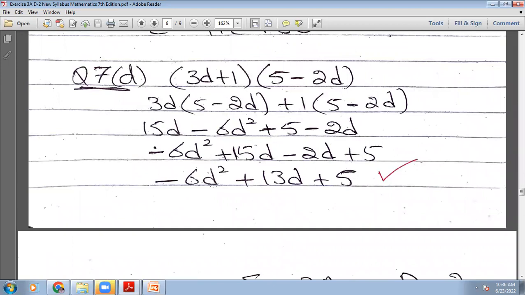It says (3d + 1) in one bracket and (5 − 2d) in the other bracket. Both the brackets are multiplying. So the first member of the first bracket will multiply with the second bracket, and then plus 1 will multiply with the second bracket. So 3d bracket (5 − 2d) plus 1 multiplied with (5 − 2d). So this will become 15d − 6d². This will become 5 − 2d. So minus 6d², 15d minus 2d, and plus 5. So it will become minus 6d² plus 13d plus 5.